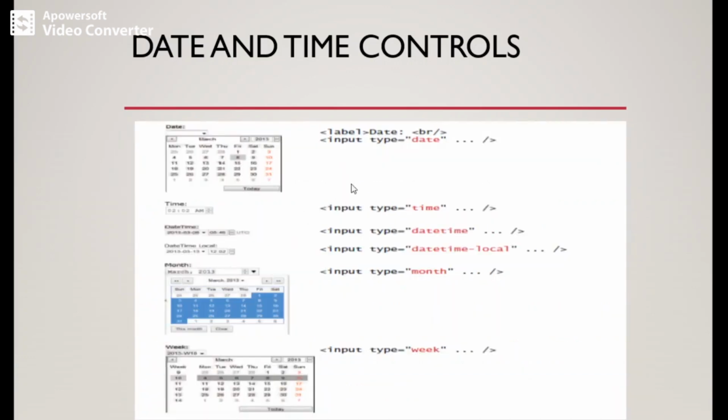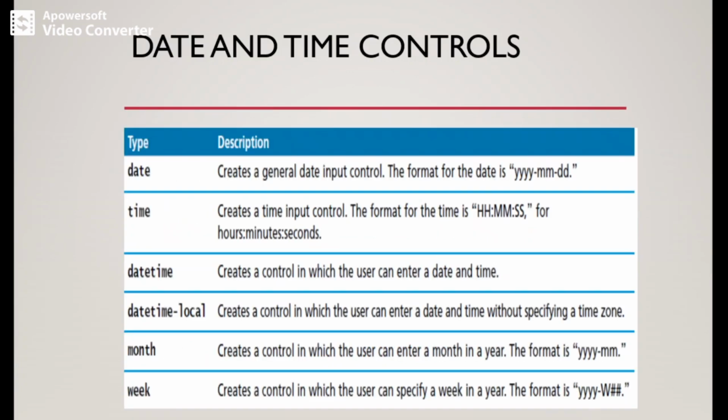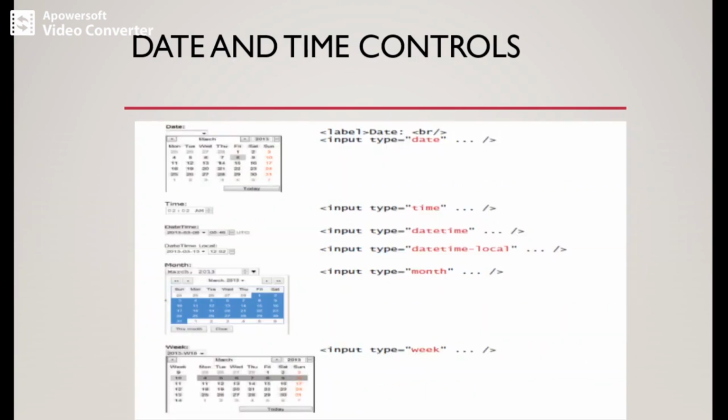You can see here, input type is equal to date. Just date it will specify. Suppose time means only just time. Now datetime means both date and time will appear. And if datetime-local means date and time, but the time zone will not be specified.